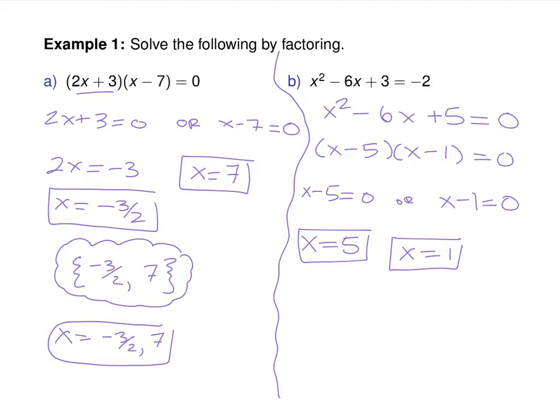And if you want to check them, plug them back into the original. So what's 5 squared? Then minus 30 would be negative 5, plus 3 would make negative 2. And then with 1, you'd get 1 minus 6 is negative 5, plus 3 is also negative 2, so they check out.